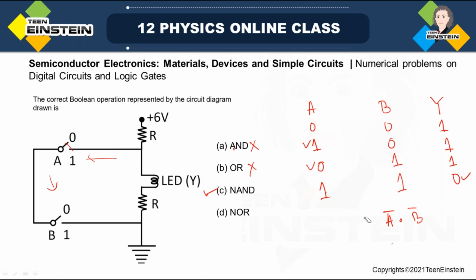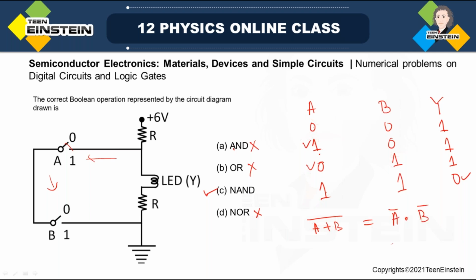Okay, let me conclude it. So it is not an AND gate. We have seen that neither is it an OR gate nor is it a NOR gate. Only thing is NAND. This is actually NAND operation, because we have seen in case of NOR we get (A or B) whole bar, which means A bar and B bar.